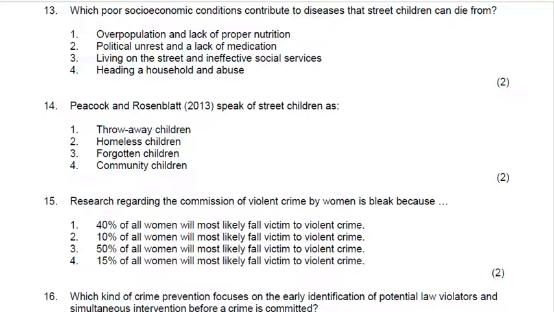Okay. 15. Research regarding the commission of violent crime by women is bleak because, the answer is 3. 50% of all women will most likely fall victim to violent crime. I found the answer on page 54 of our study guide.